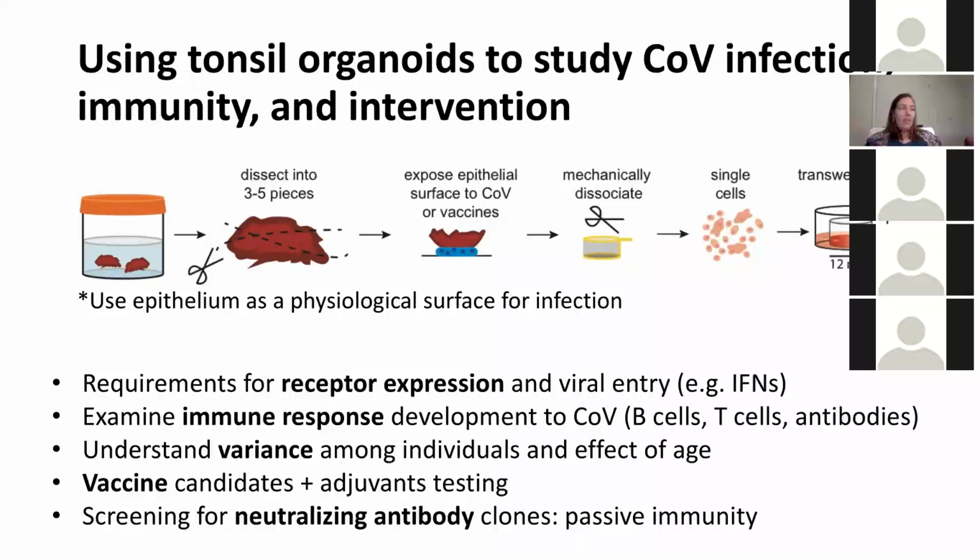And of course, I would be very excited to test vaccine candidates in combination with different adjuvants to see if we get something that looks like it would be an effective treatment. And potentially even screening individual B cell clones for the ability to produce neutralizing antibodies against coronavirus. And you can imagine that could be used as a way of producing a large amount of monoclonal antibody for providing passive immunity to people who are perhaps at high risk.